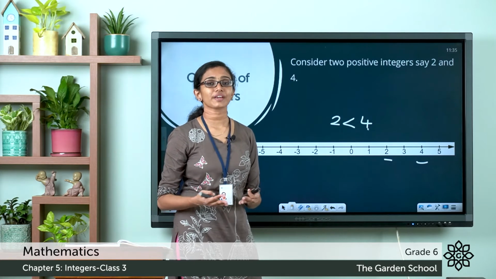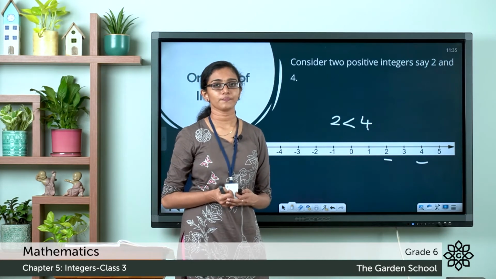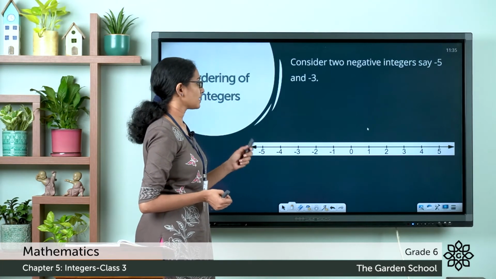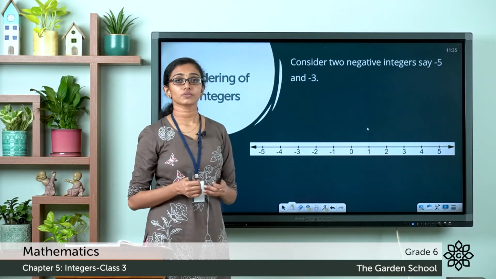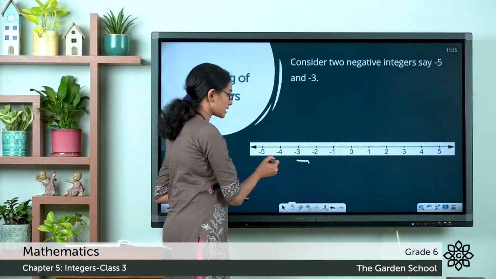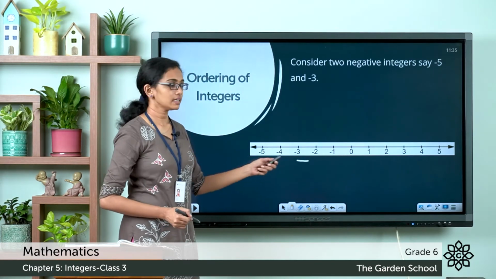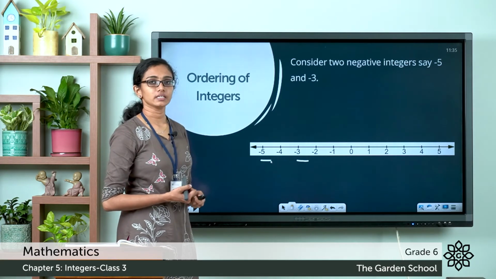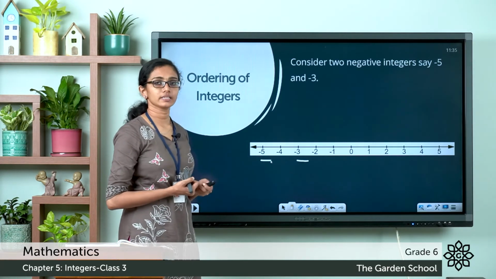So this is the same case with negative integers as well. Consider the negative integers minus 5 and minus 3. Do you see minus 3 and minus 5 on this number line? Minus 3 is here and minus 5 is here. So which one is greater? Is it minus 5 or minus 3?